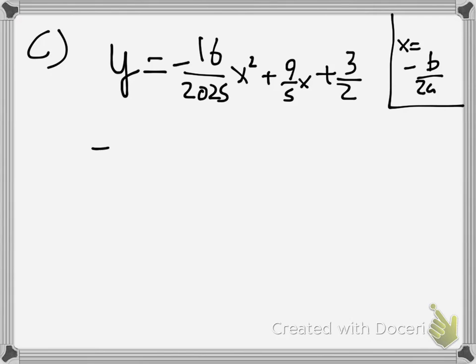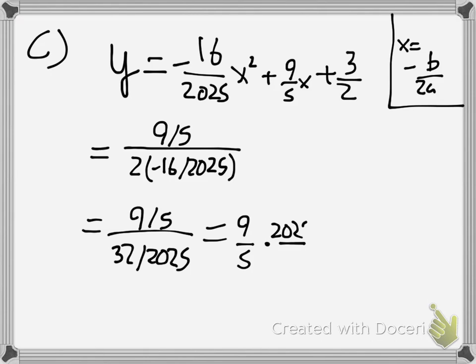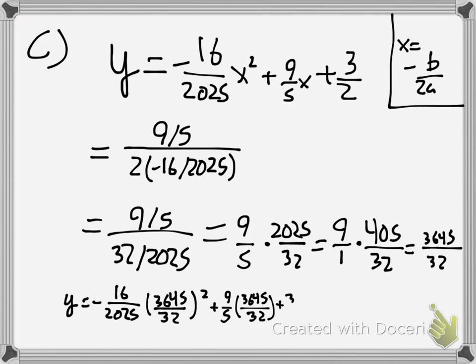Then with that we will plug it into the formula, which will have 9 over 5 all over 2 times negative 16 over 2025, which will equal 9 over 5 all over 32 over 2025, which will equal 9 over 5 times 2025 all over 32, which will equal 9 over 1 times 405 over 32, which will equal 3,645 over 32.